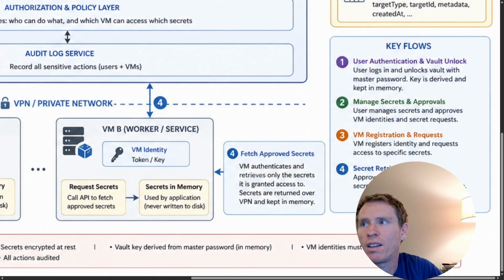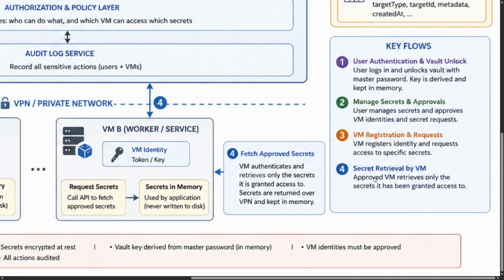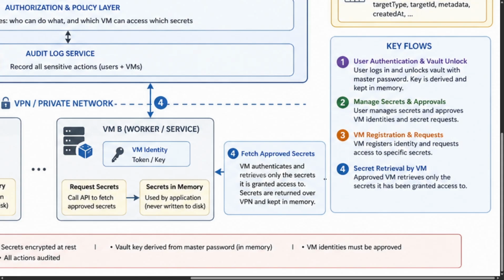And then key flows, what do we got here? User authentication, vault unlock, something I had mentioned, to never keep your data, especially secrets, unencrypted. VM registration and requests, same thing I mentioned, managing secrets and approvals. And then secret retrieval will be at runtime.